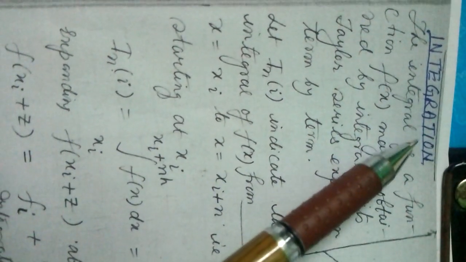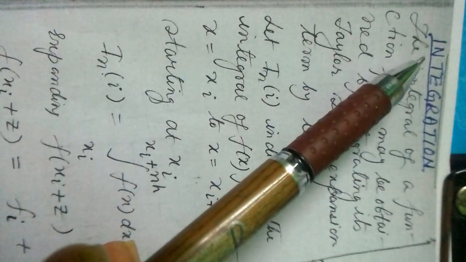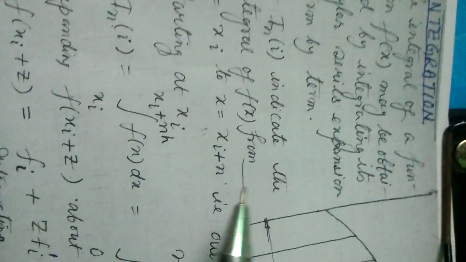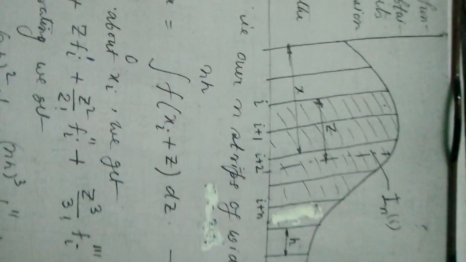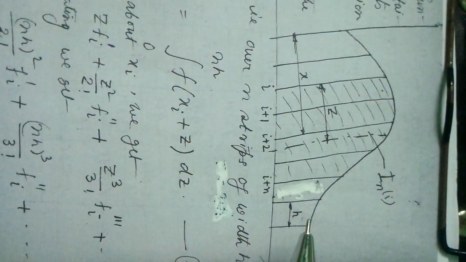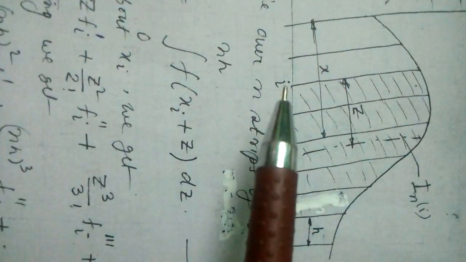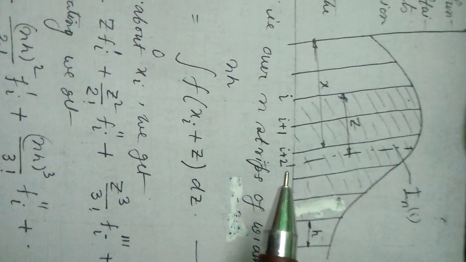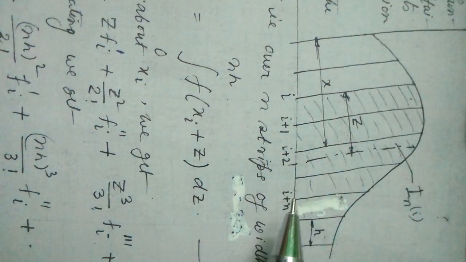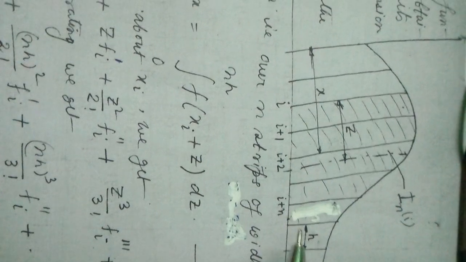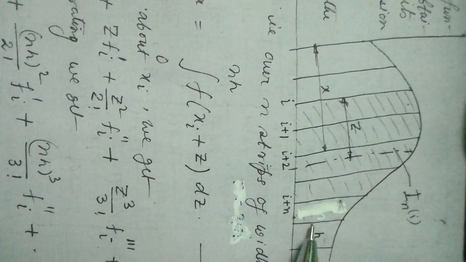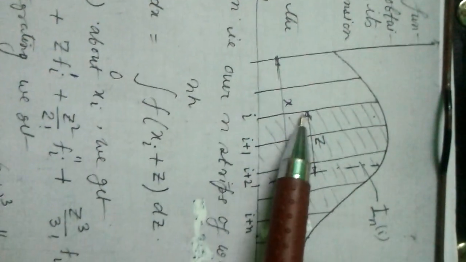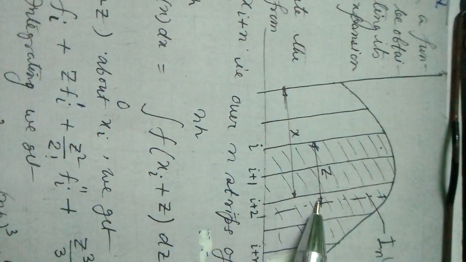Integration. This is the numerical integration. Now this is the figure that you know. This is the function f(x). This is i. This is i, this is i plus 1, this is i plus 2, and so on, up to i plus n. This is the spacing h, and from here to here let us take this as z.